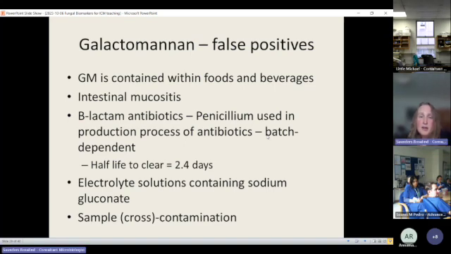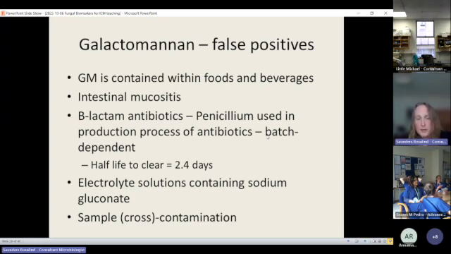It's been known to contaminate some batches of antibiotics unpredictably, notably Tazocin and co-amoxiclav, because penicillium is actually used in the production process of these antibiotics. So you can get a transient positive that actually takes several days to clear. For the ITU population, I guess the one to know about is electrolyte solutions. I don't know if you use Plasma-Lyte, but classically that can give you false positive galactomannans.